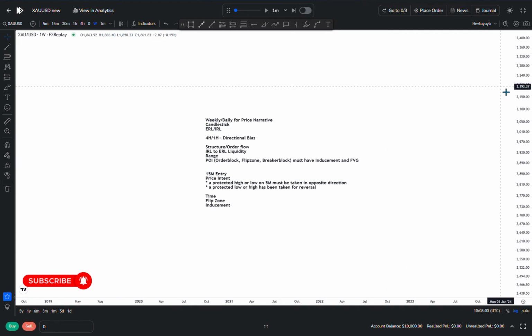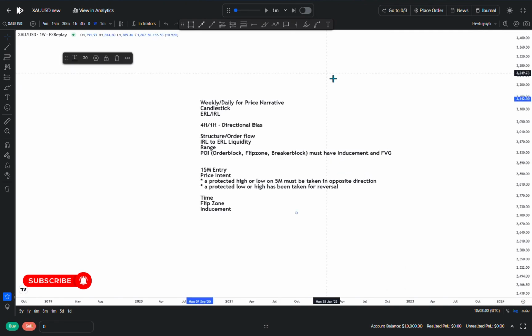I use weekly or daily for price narrative, and how I do this is I use candlestick formation and I use the concept of internal liquidity to external liquidity to understand price narrative on weekly or daily. I use 4 hour or 1 hour for directional bias. So directional bias is me understanding the market structure on 4 hour, the order flow of price, and I also use the concept of internal liquidity to external liquidity.